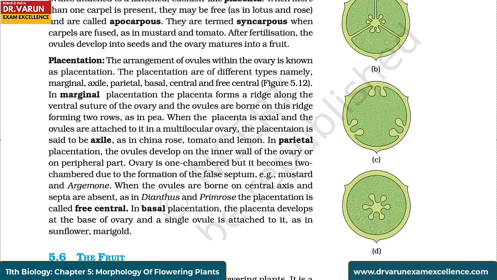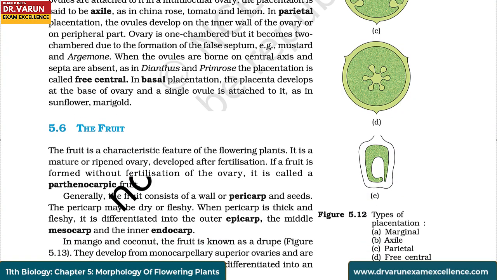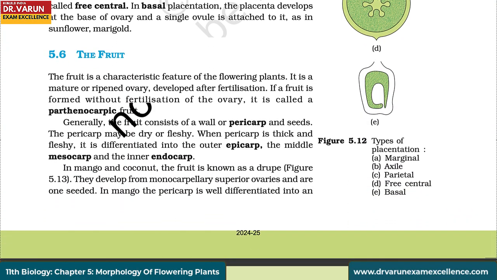Ovary is one chambered, but it becomes two chambered due to the formation of the false septum, example mustard and argemone. When the ovules are borne on central axis and septa are absent, as in dianthus and primrose, the placentation is called free central. In basal placentation, the placenta develops at the base of the ovary and a single ovule is attached to it, as in sunflower, marigold.